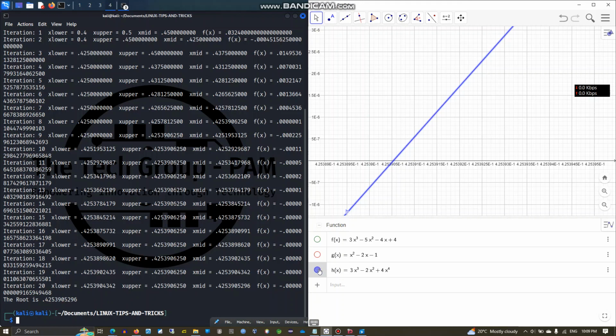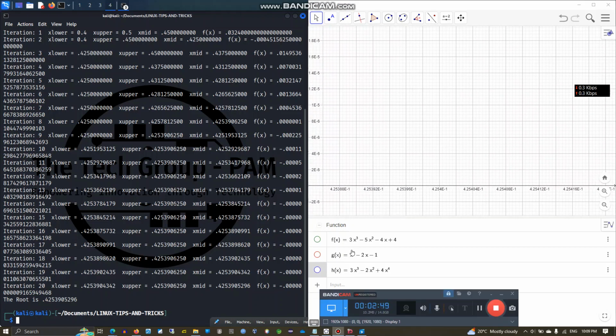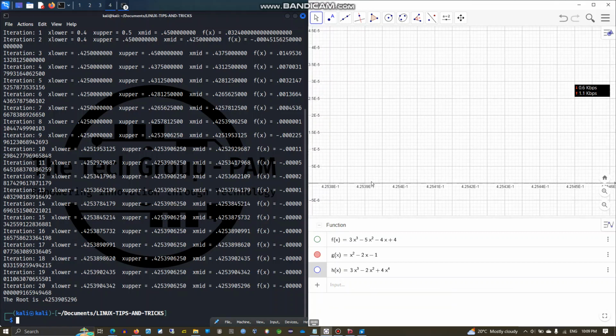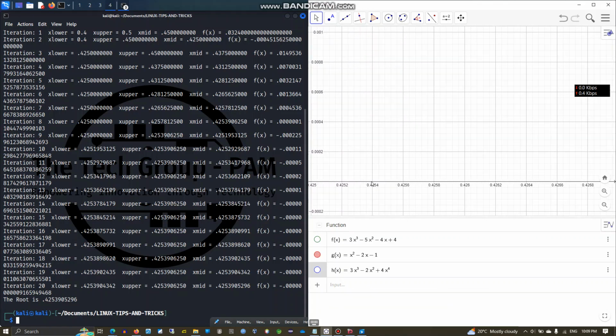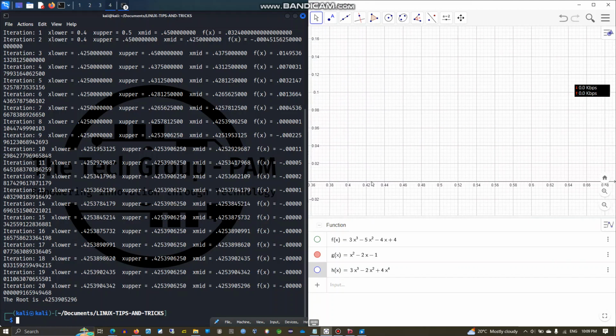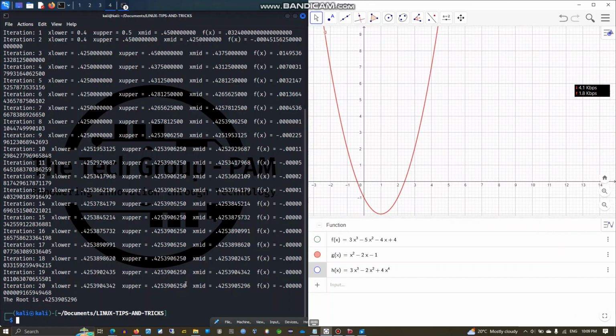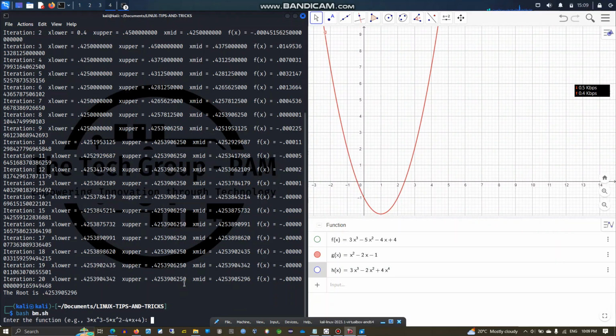So the next function I want to use as an example ni this graph. Let me zoom out. Okay, it's x squared minus 2 times x.